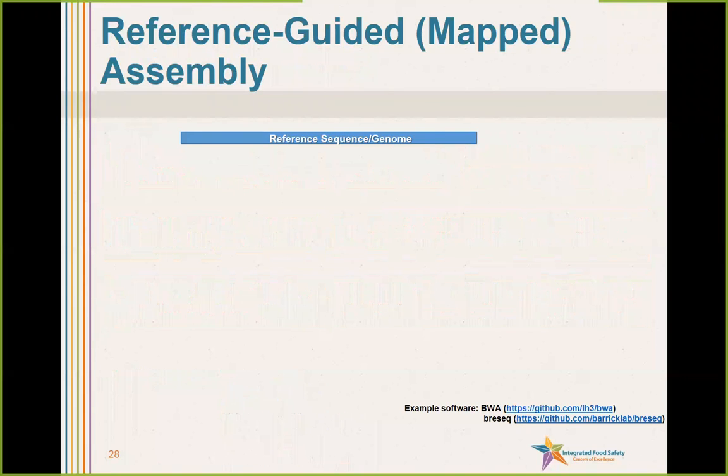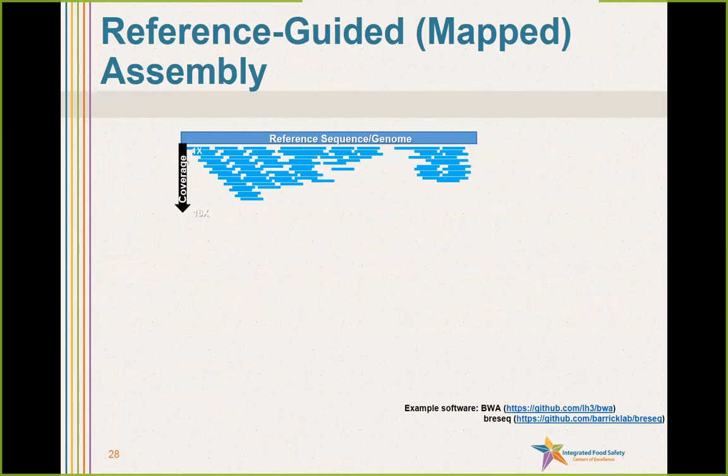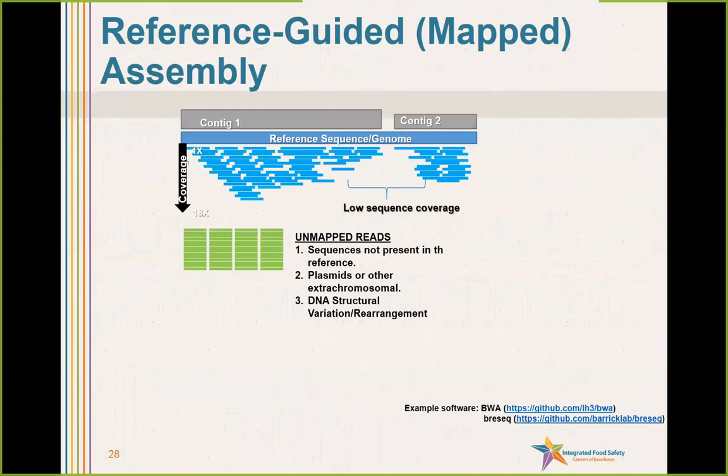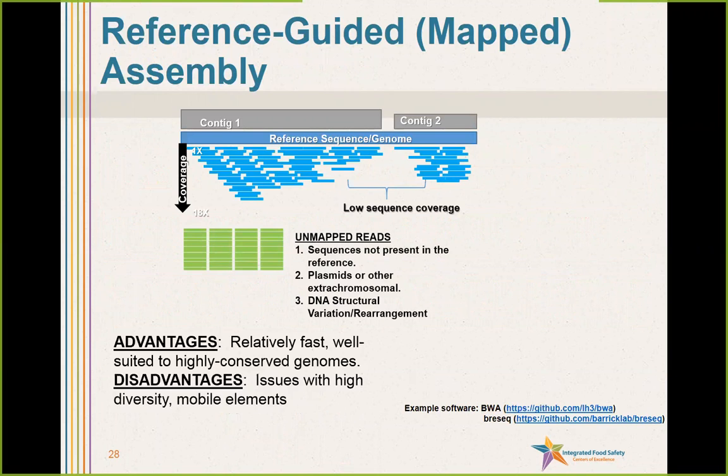When you conduct a reference-guided assembly, for example, when you know that you are looking at a certain Salmonella serotype, you might find some unmapped reads that occur for a variety of reasons. The sequences are not actually in the reference. Plasmids may not be present that are extrachromosomal and not part of the genome, or DNA may be a variant or have rearranged. The advantage of conducting reference-guided assembly is that it is relatively fast and well-suited to highly conserved genomes with little change. The disadvantages include that there can be issues if the genome is highly diverse and if there are lots of mobile elements that might lead to unmapped reads.